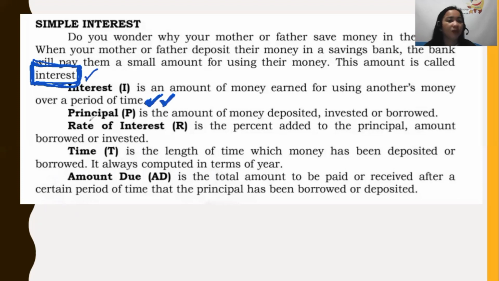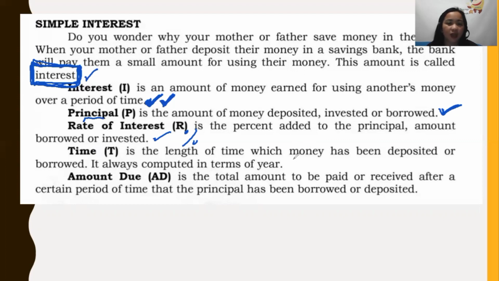Now, pag sinabi natin principal amount, is the amount of money deposited, invested, or borrowed. So, ito naman, halimbawa, nilagay mo sa bangko ay 1,000. So, yun yung principal amount. And then, the rate of interest is the percent added to the principal amount or amount borrowed or invested. Ito naman yung laging may percent symbol, the rate of interest. And time is the length of time which money has been deposited or borrowed. It is always computed in terms of year.